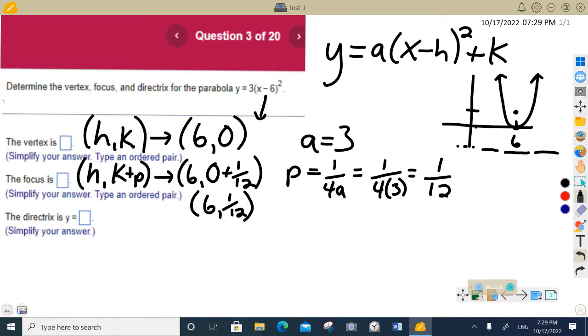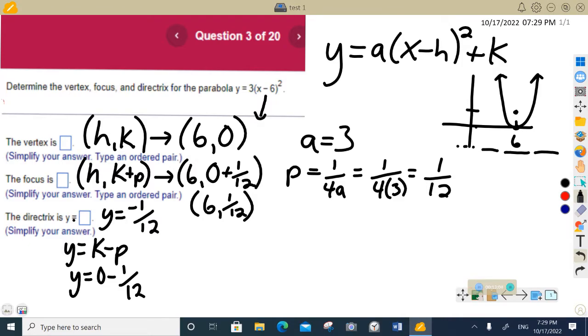Because what you're doing is, this time you're going outside the parabola. So remember, y is associated with k. So this time it's k minus p. When you go in the focus, you add the p. When you go outside to find the directrix, you subtract p. So this is going to be 0 minus 1/12, which is going to be negative 1/12. So the equation here is y equals negative 1/12. And those are both equally distant from the vertex.